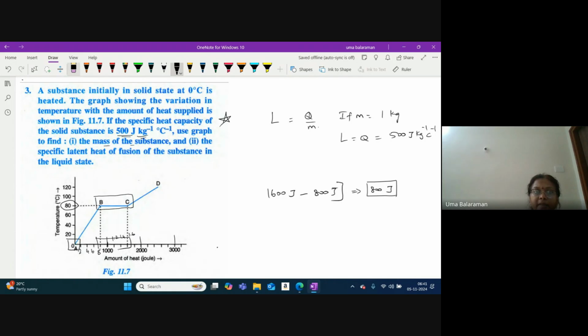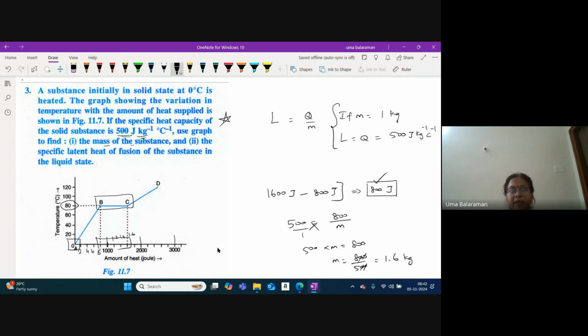So here they are asking what is the mass of the substance. If mass is 1 kg, then latent heat of melting is 500 joules. Now we have supplied 800 joules. So what is the mass? So 500 is equal to 800 by mass. Now cross multiply, 500 into m is 800. M is equal to 800 by 500. This is 1.6 kg of the substance.